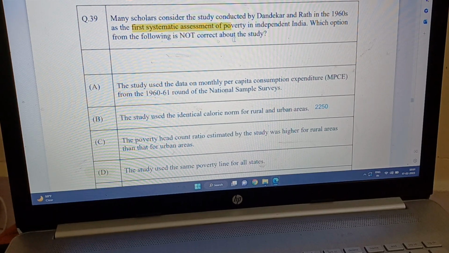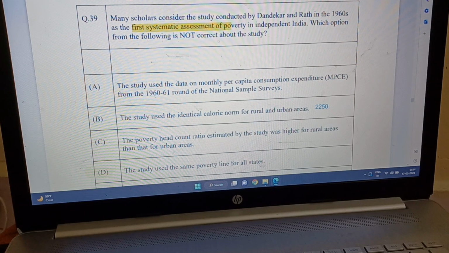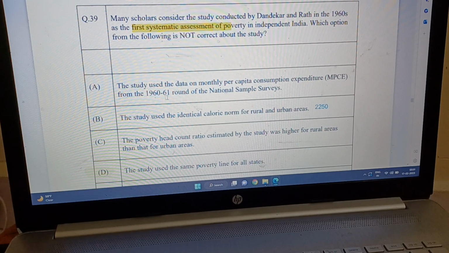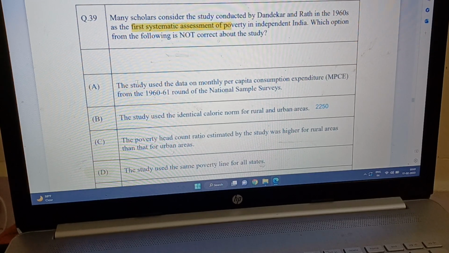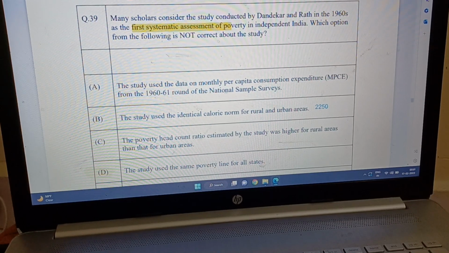Okay, so let's study. The study used the data on monthly per capita consumption expenditure. Yes, this was the first time that the Dandekar and Rath committee recommended that expenditure leads to poverty reduction, not income. If people earn and they don't spend or consume, then they remain poor. They become sick and they remain poor. So it took the per capita consumption expenditure round of the National Sample Survey. So A is correct. B, the study used the identical calorie norm for rural and urban areas.